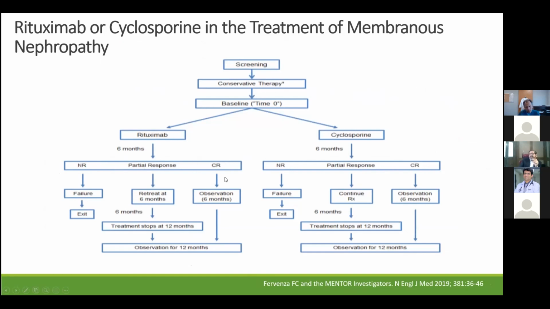Now, if you've had a complete response, that means proteinuria has dropped below 300 milligrams per gram, then you don't need anything else. If you're in the middle where you've had a partial response, which for the sake of these trials is defined as a drop in proteinuria below 3.5 grams, but not below 300, or more than a 50% drop in proteinuria levels, so that's your partial response, they would retreat at month 6. So Aurangzeb's question is, is this necessary?